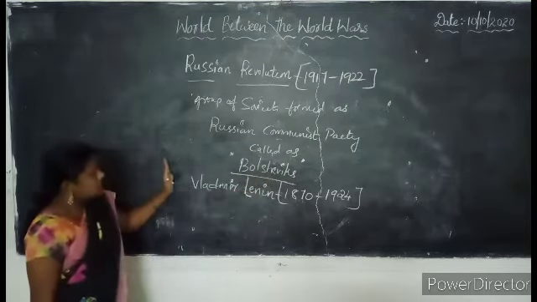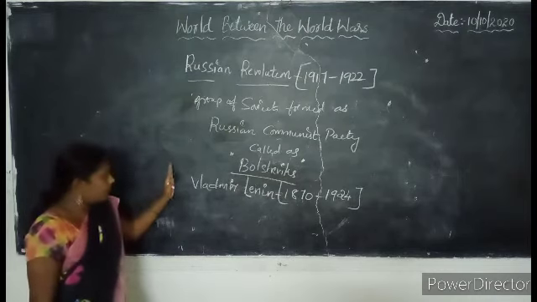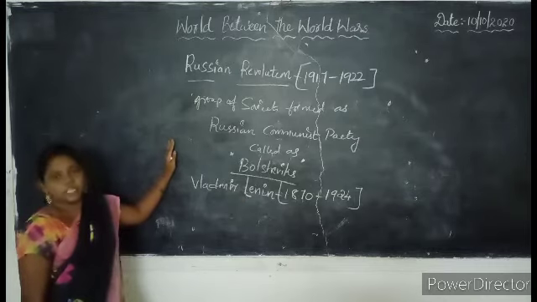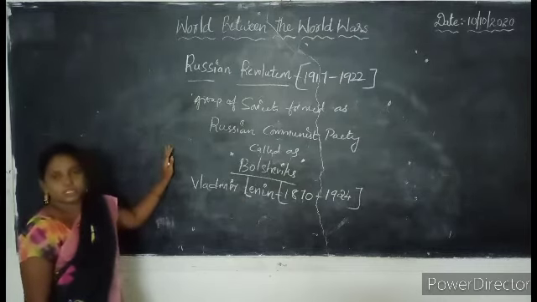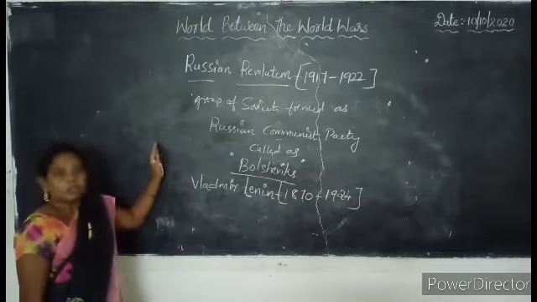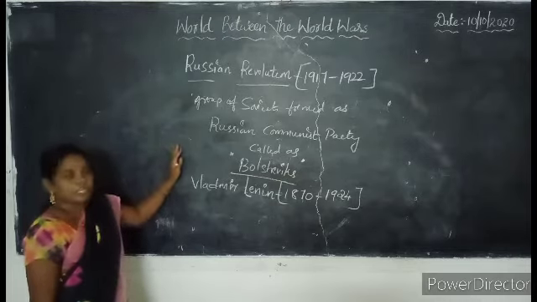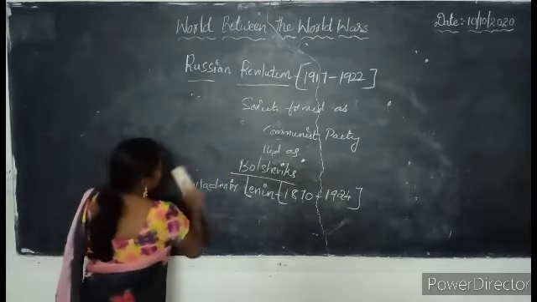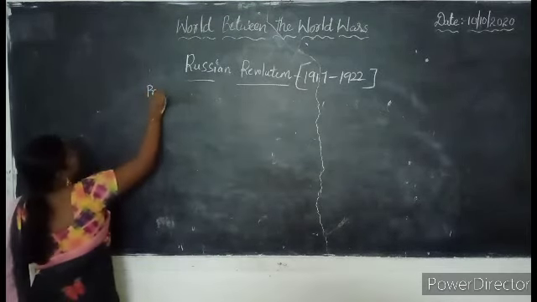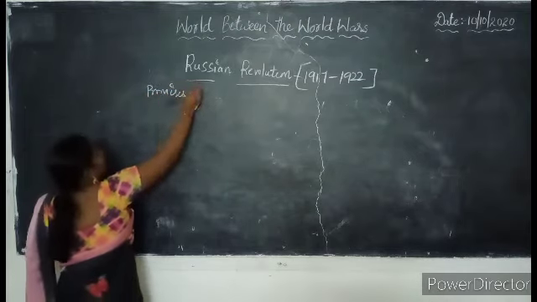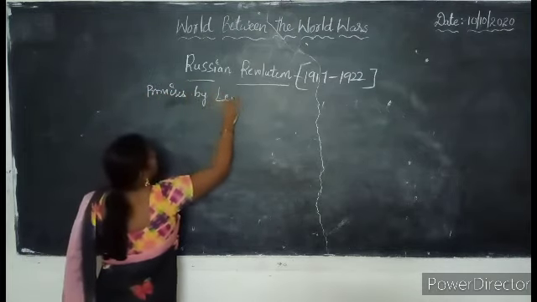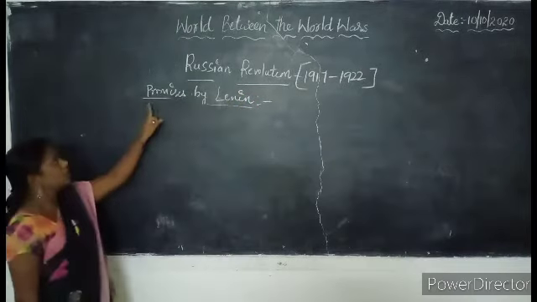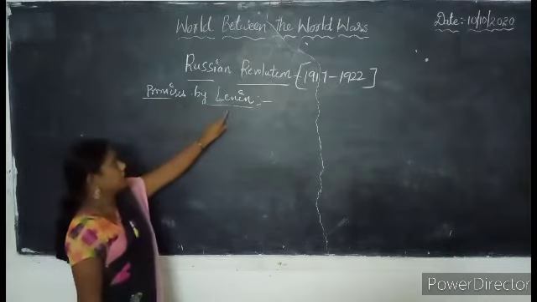So what is the promise given by Vladimir Lenin to the common people in Russia? He was the leader, so he has to give some promise to the society of Russia. What are the promises which were given by Lenin?